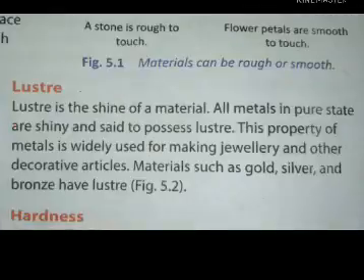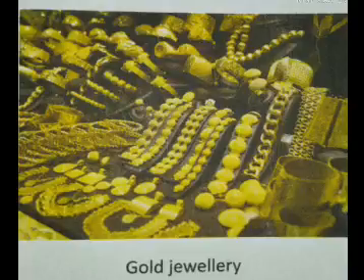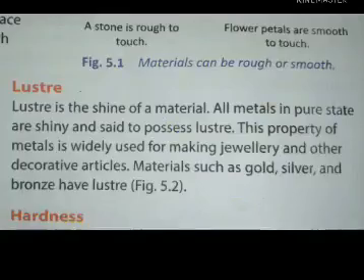Next property is luster. Luster is the sign of a metal. All metals in their pure state are shiny and are said to possess the shiny property called luster. As you can see in this picture, the gold jewelry, this gold metal has luster, isn't it? This property of luster is used widely in making jewelry items and decorative articles. So, materials made of gold, silver, bronze have this property called luster.